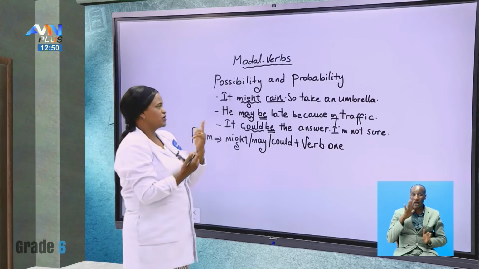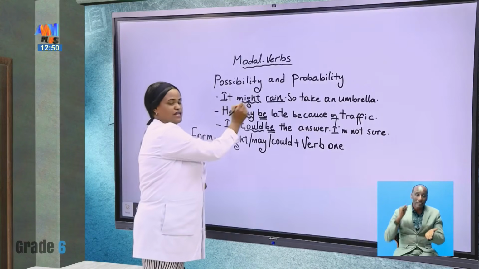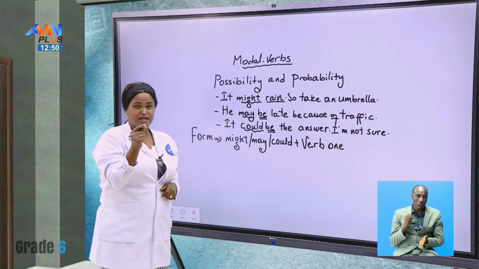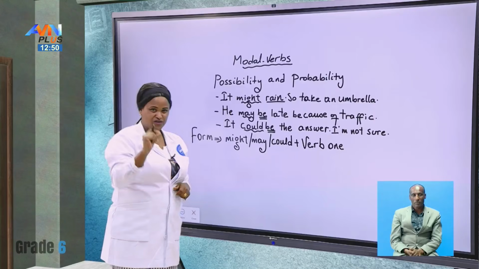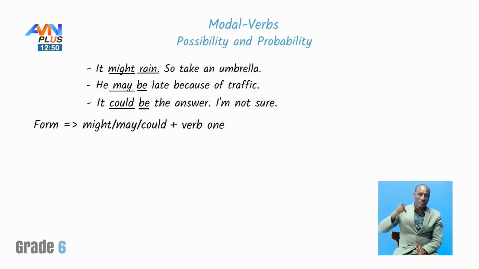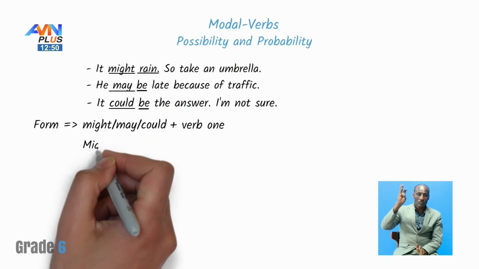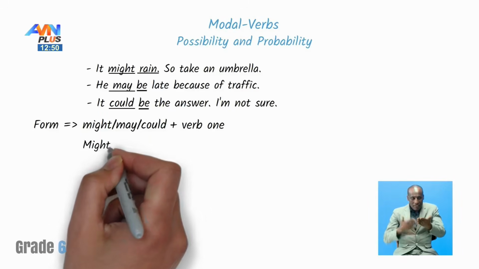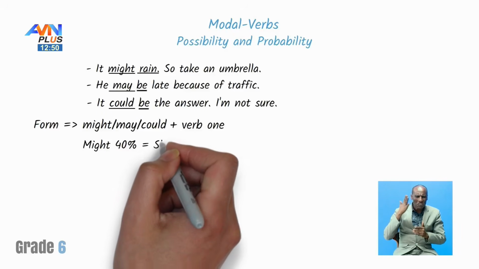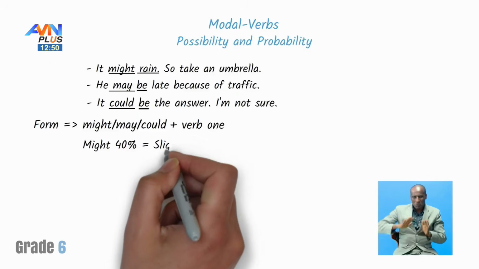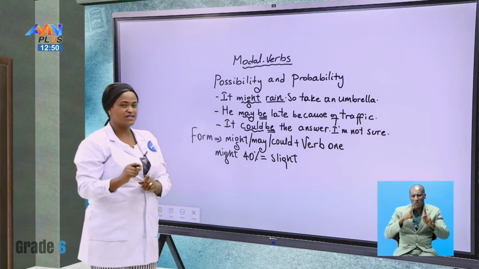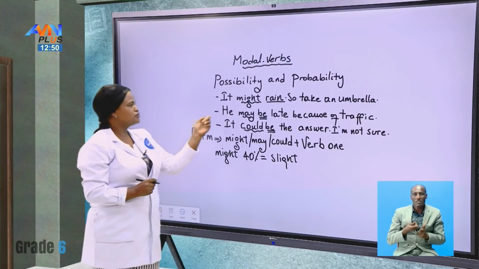Right? So, look, when you use might in your sentence to express possibility, it is 40% possibility. The possibility rate is 40%. Look, might, it is 40%, which means less than half. Or we can say slight possibility. It is very slight. The chance of happening is very little. Very good.